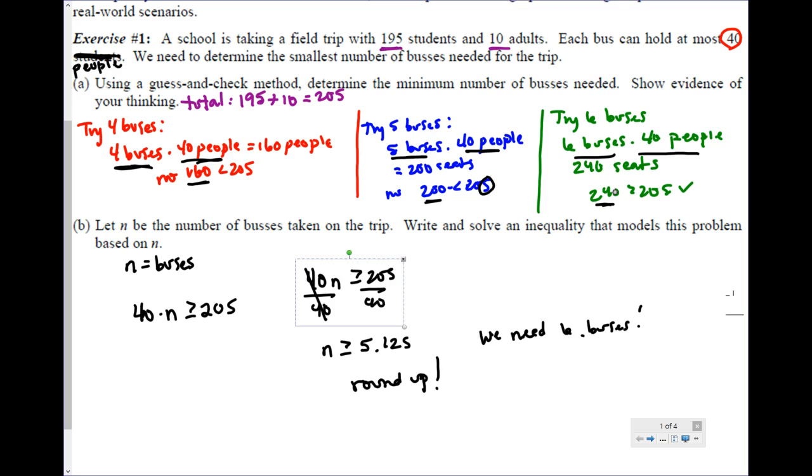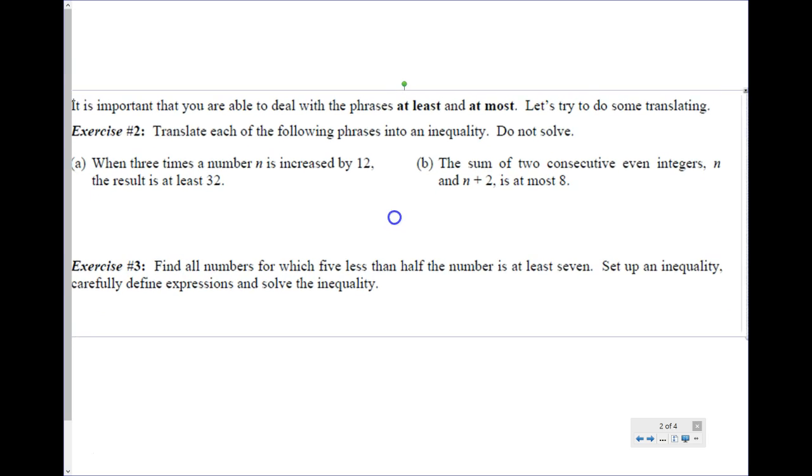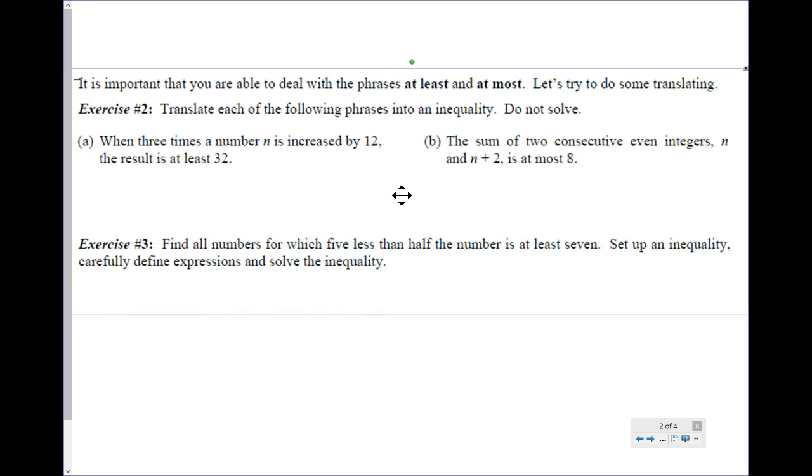Okay? So this is one example of a real-world situation that uses inequalities. Okay? Let's take a look at a couple others. Exercise 2. It's important that you're able to deal with phrases at least and at most. So there's something really important with this. I'm going to move this down a little bit so you can write on your paper.